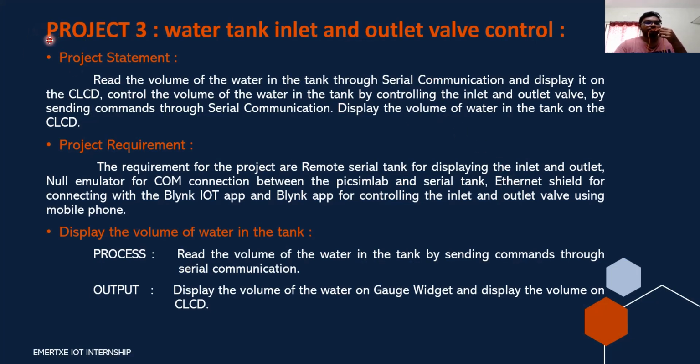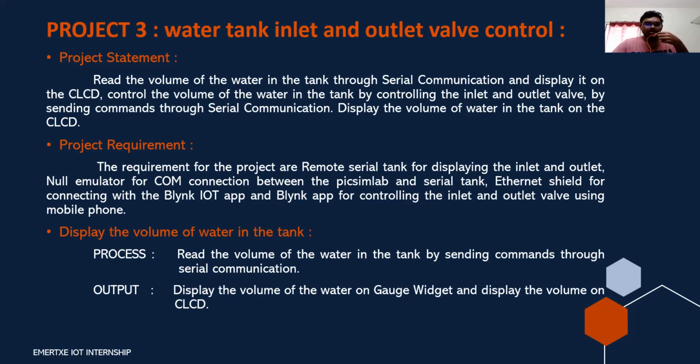Now project 3, water tank inlet and outlet valve control. You can just assume it as a simple tank which you would use in your home. Project statement: read the volume of the water in the tank through serial communication, and it will be displayed on the CLCD. It will also show in the mobile app, the Blynk IoT app, and you can control it by using the Blynk IoT app.